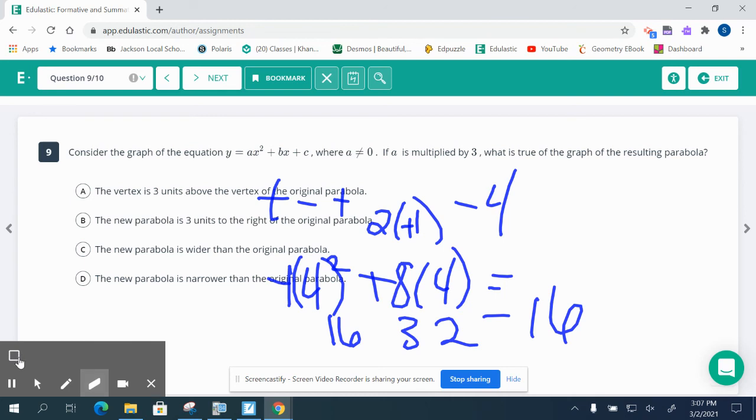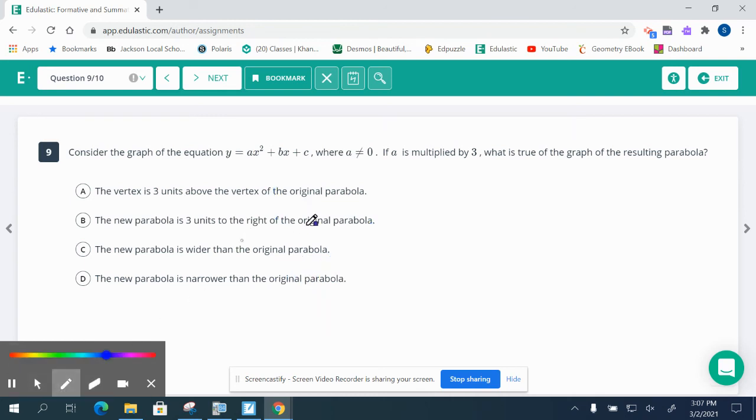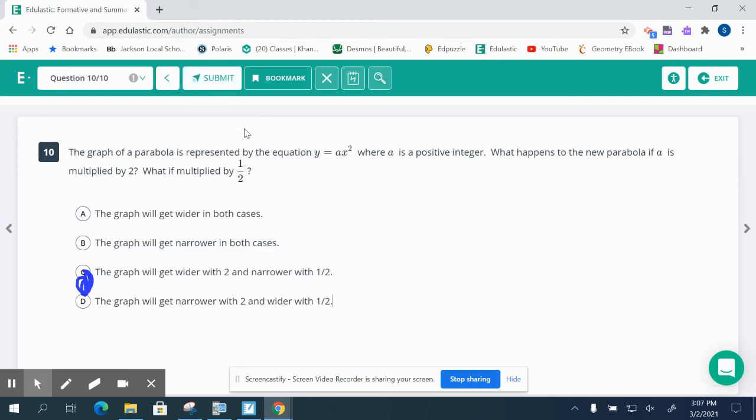Okay, so these questions, it says, consider the graph if a is multiplied by 3. So if this is 3, then that would make the parabola narrower. That's back with question 1. So the new parabola is narrower than the original parabola. And then what if it's multiplied by 2 and then 1/2? So with 2, it would get narrower. With 1/2, it would get wider. So D would be the right answer for this one. The graph would get narrower with 2 and wider with 1/2.